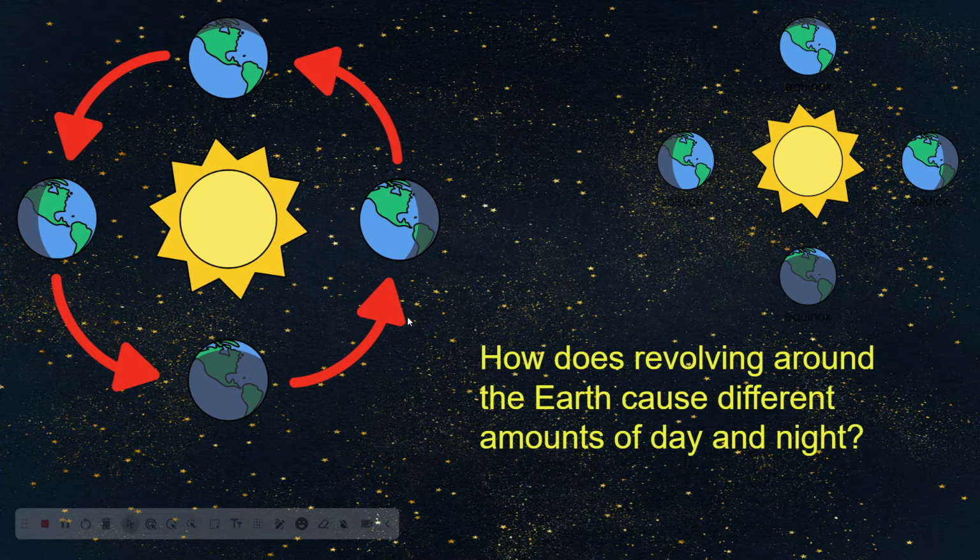I want you to take a moment and look at these two diagrams. How do these diagrams, viewed from space, show the different amounts of light? And secondly, which season do you think is which in the Northeast, right about here? Which season do you think it is in each one, and why?